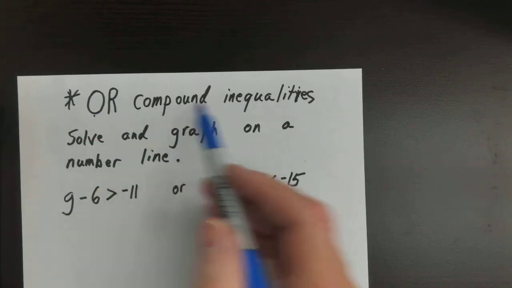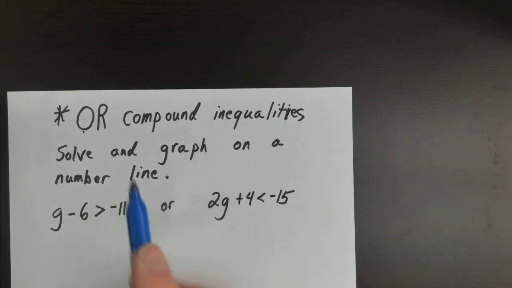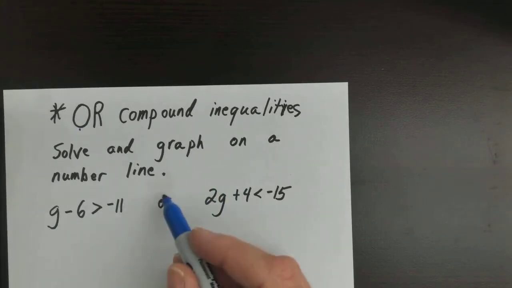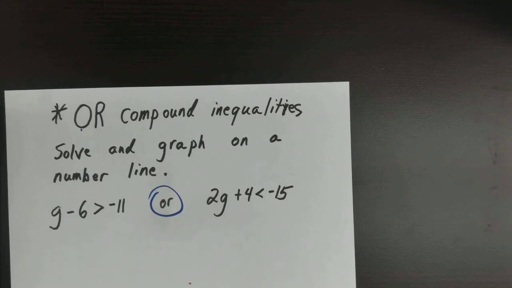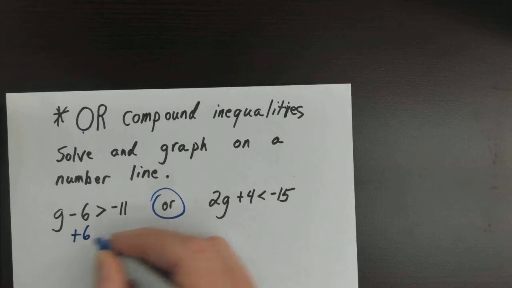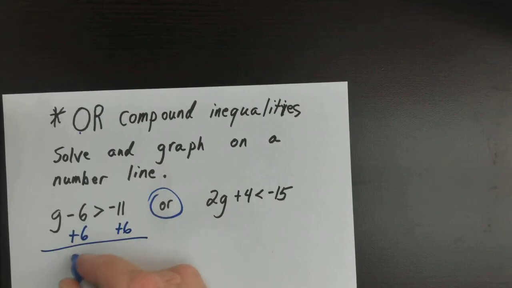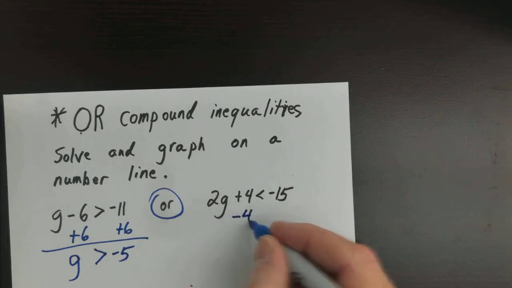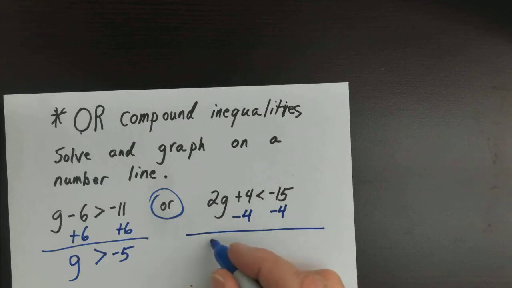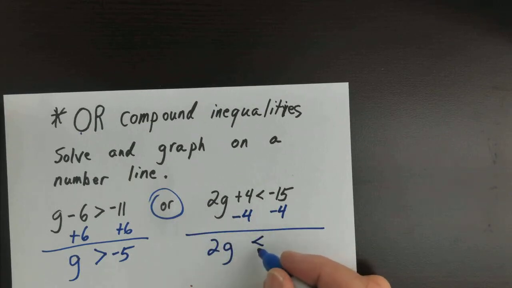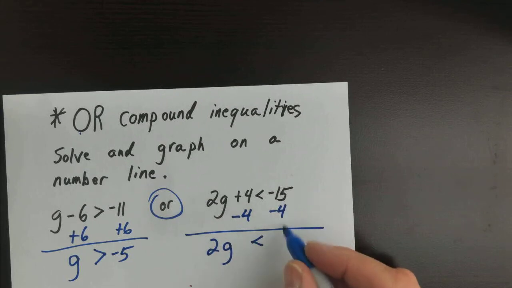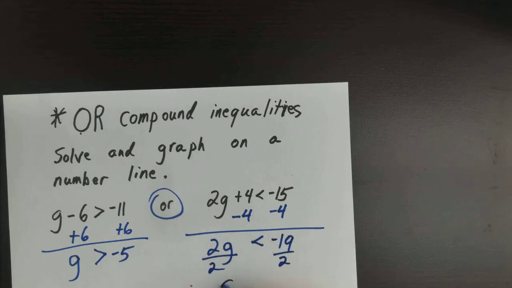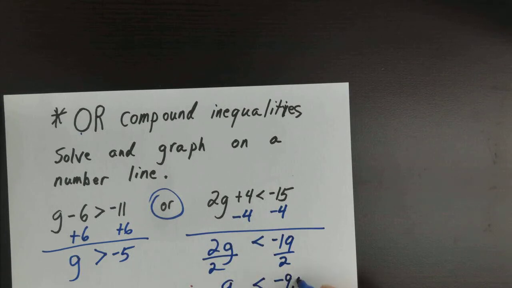Now we have "or" compound inequalities. It says solve and graph on a number line. I have two, written out separately, and the word "or" is connecting them. So I'm going to solve each one. I'm going to add 6 to each side here, and I have g is greater than negative 5. Now I'm going to solve this one. Subtract 4 from each side, and I've got 2g is less than negative 15 minus 4, which is negative 19. Let me divide by 2, and I've got g is less than negative 9.5.